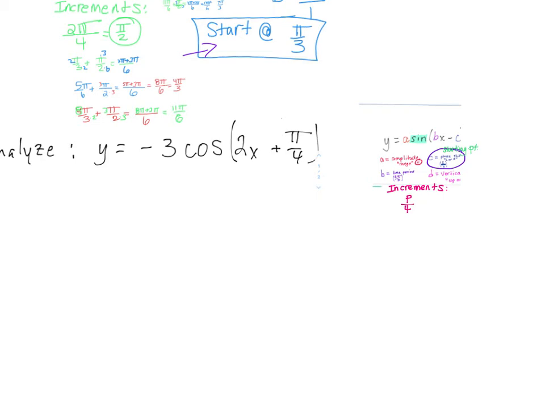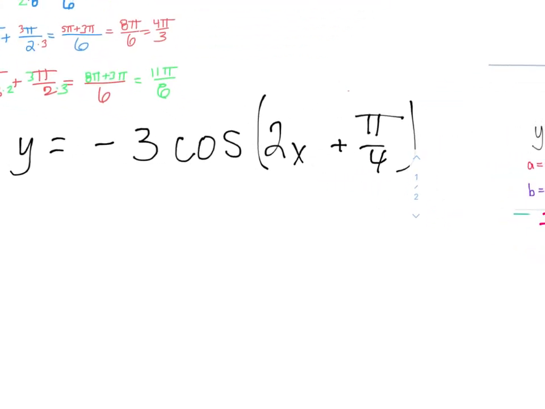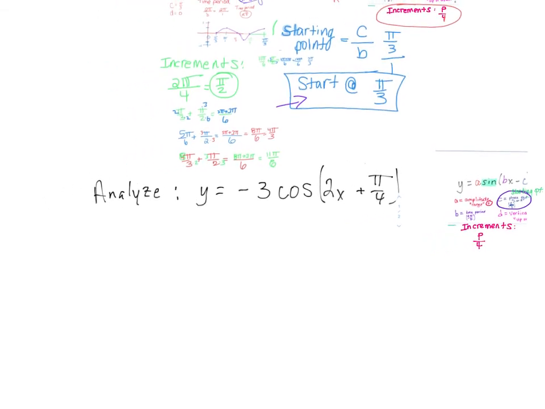But just looking at this, let's just talk about it for a second. What do you notice right away about this function? It's a reflection. Good. Since it's cosine, where does cosine usually start? At the amplitude, correct? So I would usually start at positive 3, but this one, I'm going to start where? At negative 3. Okay, good. Good that you guys see that. So let's talk about our graph and what we have here.